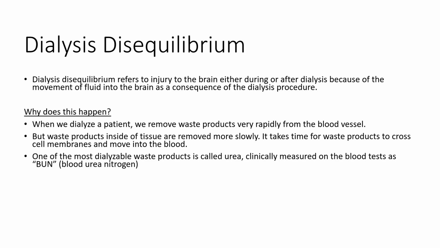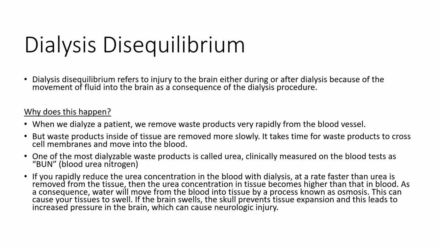One of the most dialyzable waste products is called urea, clinically measured on blood tests as BUN or blood urea nitrogen. And if you rapidly reduce the urea concentration in the blood with dialysis at a rate faster than urea is removed from the tissues, then the urea concentration in the tissues becomes higher than that in blood.